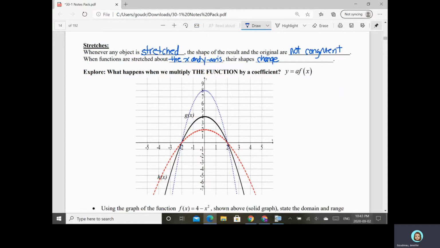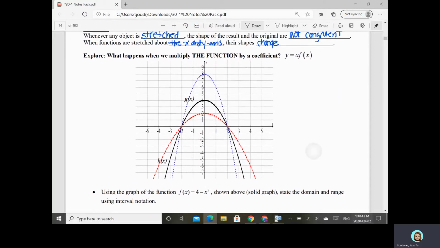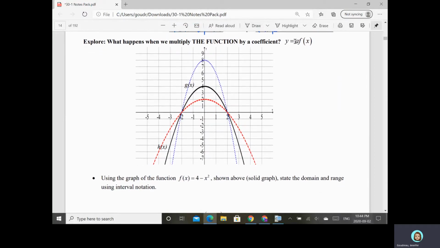So we're going to start with the question, what happens when we multiply a function by a coefficient? In other words, what happens if we take parameter a and put it in front of f(x)? We've already talked about what happens when a is negative. We know that the result is a reflection. But what happens if a is a number, if a is a coefficient? We're going to explore that by looking at these three graphs below.